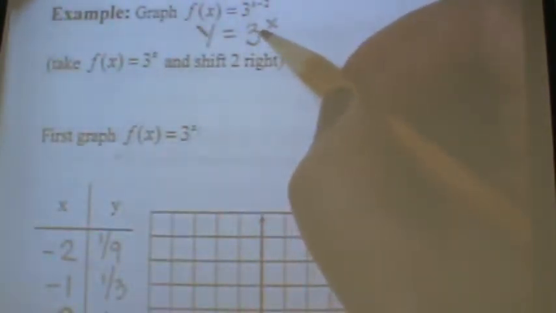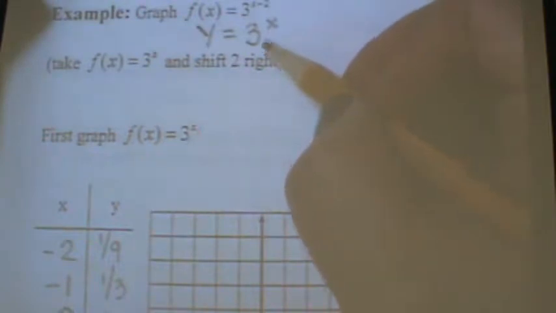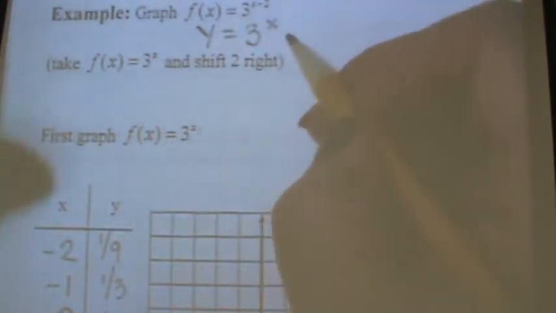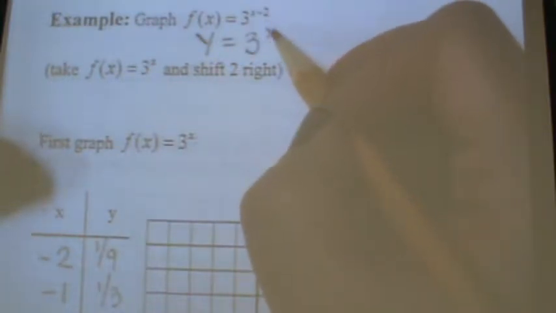And then 3, 9, 27, and it's going up rapidly. Is this exponential growth or decay? Growth, because the base is greater than 1. Now, if I'm asking you really to graph 3 to the x minus 2 power, do you remember what to do with your table of values? It's a shift 2 units right, but do you remember mathematically what you're doing to your table of values?